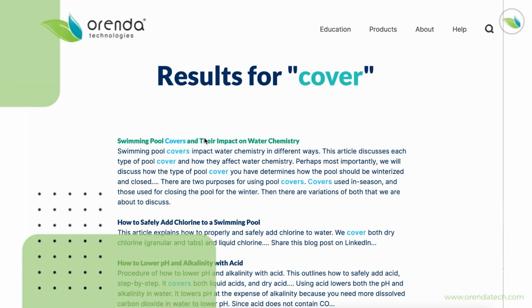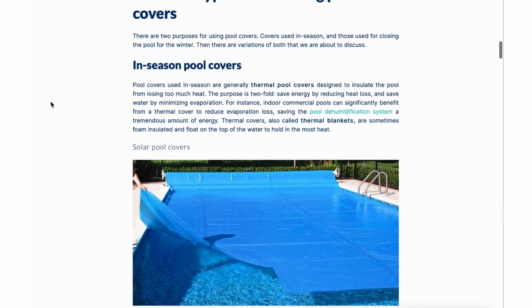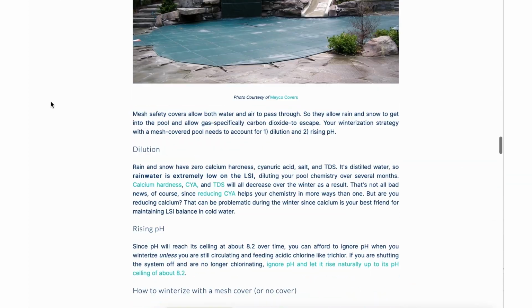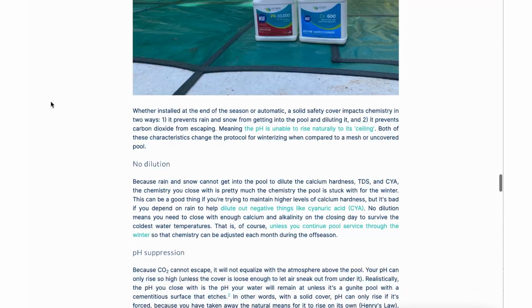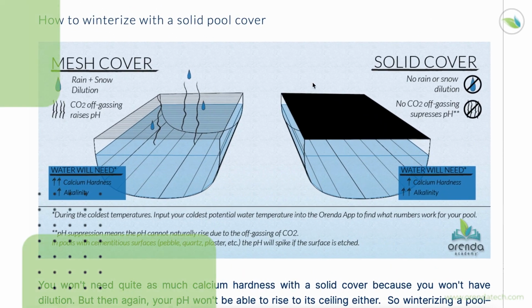Now, as I was saying before, the type of cover matters in winterization. A mesh cover allows CO2 to escape, but dilution to come in. But a solid cover does not allow CO2 to escape or dilution to come in. So one of the little life hacks you can do, if you understand Henry's law like we do, if you have a solid cover, it would behoove you to actually allow CO2 to escape. So maybe you put a little 1-inch PVC pipe as a snorkel under that cover for a few weeks so that CO2 can escape through the pipe, get your pH back up to its ceiling so you have that extra insulation for the winter. Just a thought. That's just an idea. But it works.